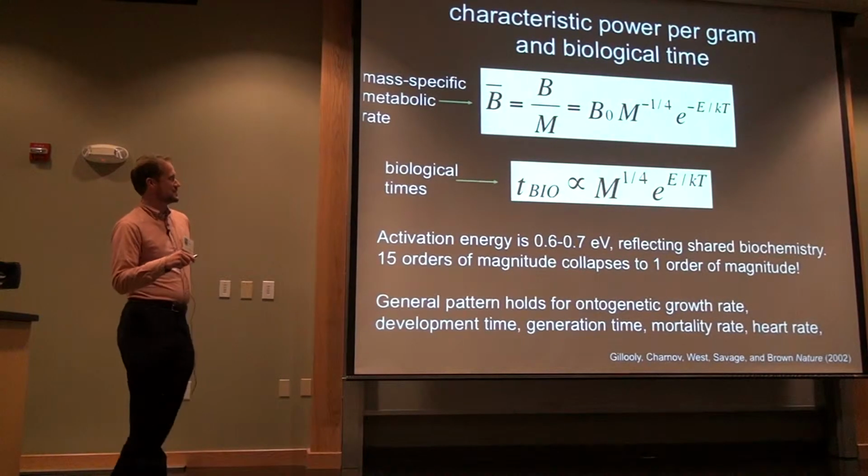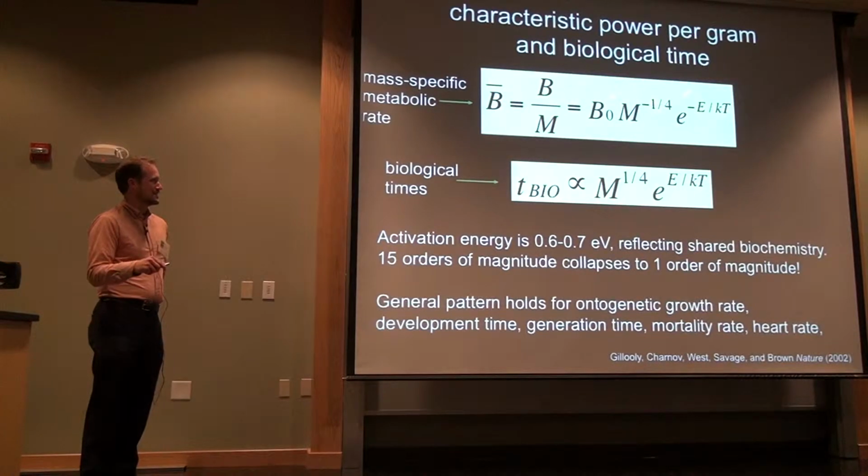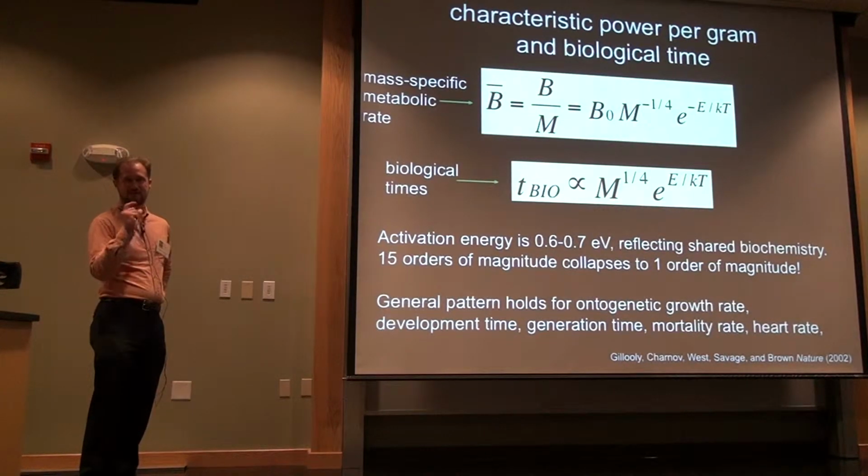Thinking about mass and temperature, the mass specific metabolic rate, from a lot of theory and data, we can say approximately goes like mass^-1/4. This goes with temperature, this activation energy that Wenyu talked a little about. And the inverse of a rate is a time. Thinking about biological times, they go with mass and temperature as just the inverse of that.